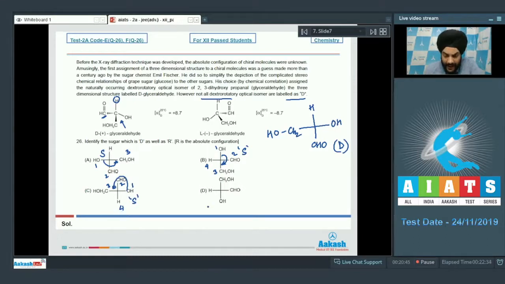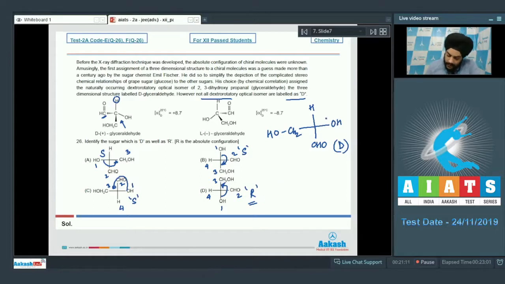Okay, so the correct option obviously has to be the D option. We can start assigning the priority. So H is 4, OH is 1, CHO is 2, CH2OH is 3. So on moving from 1 to 2 to 3, it appears as if we are moving in an anti-clockwise fashion, but the least priority group is coming towards us. So this is the R configuration. Okay, so students, the D configuration is also the R configuration.